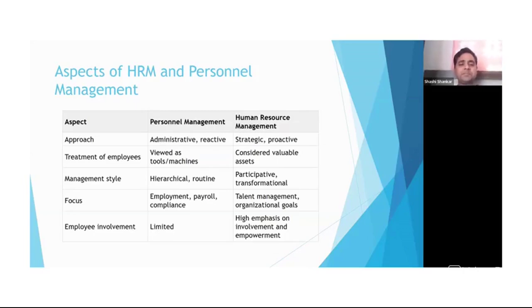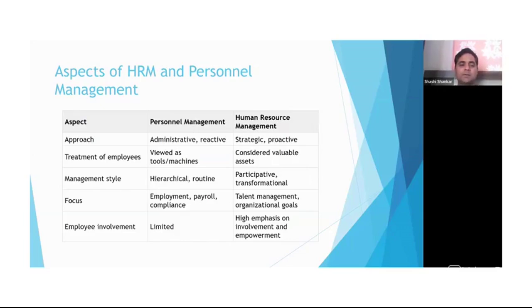Now, talking about the management style. In personnel management, the management style is hierarchical, the routine way. However, in human resource management, it is very proactive and transformational. Talking about the focus, in personnel management, mostly the focus is on employment, payroll, and compliance. However, in human resource management, the focus is on talent management and organizational goals.